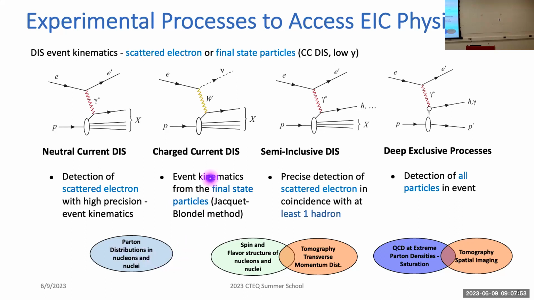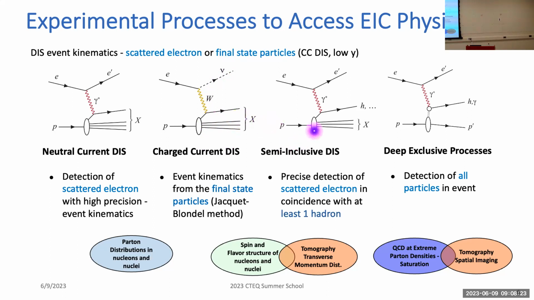Now, I also mentioned charged current DIS. We don't say much about this, but here it's more complicated, of course, because when you exchange a W, the electron becomes an outgoing neutrino, and the only way you know about the event kinematics is to reconstruct everything, right? So you need to know everything about the hadronic remnants in the final state. That means you need detector acceptance everywhere because you can't miss anything. Okay, so that's more complicated.